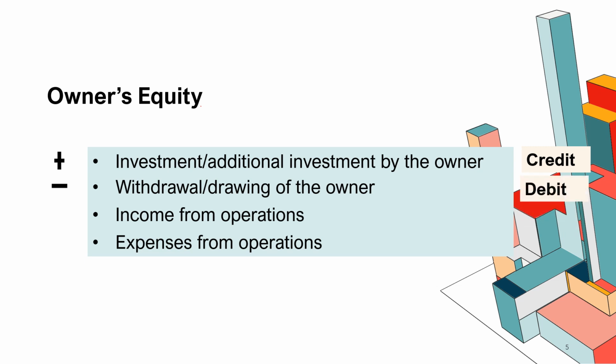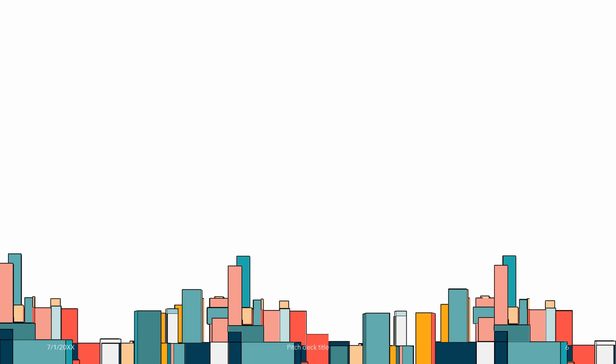Okay, how about income from operations? Income from operations will increase your owner's equity. So that's an addition to your owner's equity. So what will you do? Same rule: an increase in owner's equity means you credit, so you will also credit. How about expenses from operations? Since expenses decrease your owner's equity, you will debit expenses. So that's how we treat these transactions which affect our owner's equity.